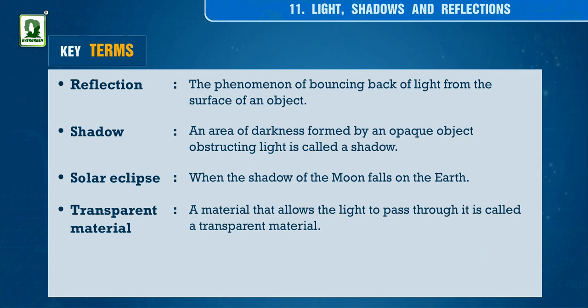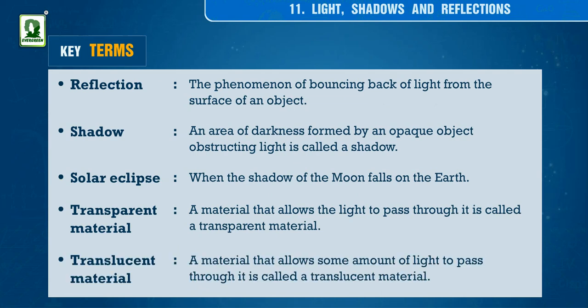Transparent material. A material that allows the light to pass through it is called a transparent material. Translucent material. A material that allows some amount of light to pass through it is called a translucent material.